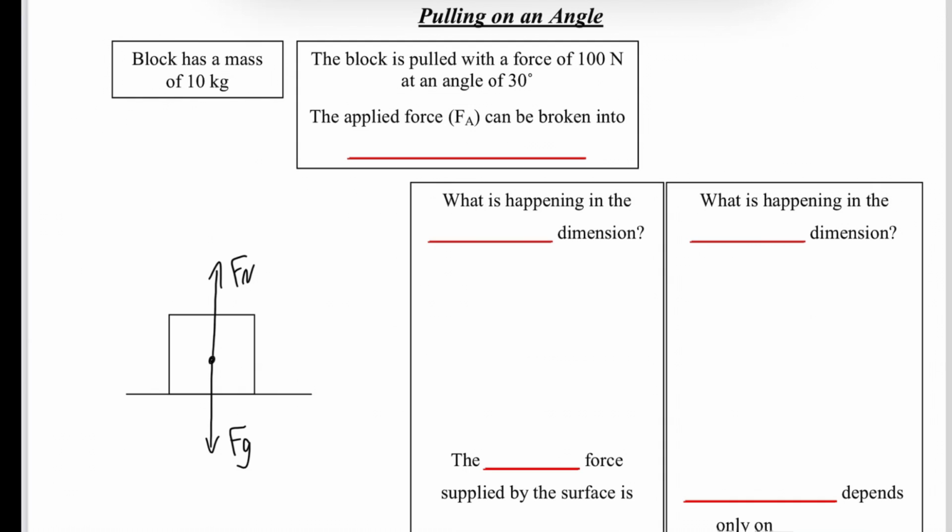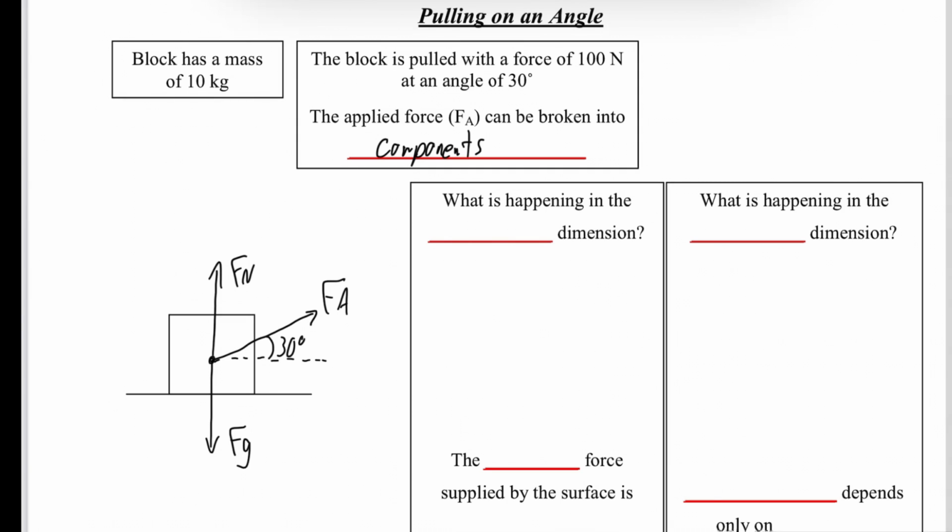So if we draw in this force, it's going to be at an angle, just like this. And compared to the x-axis, it's going to be 30 degrees above. You could call this FA because it is the applied force. Now it's very difficult to solve for this in terms of just the resultant. So we are going to want to break this applied force into components.